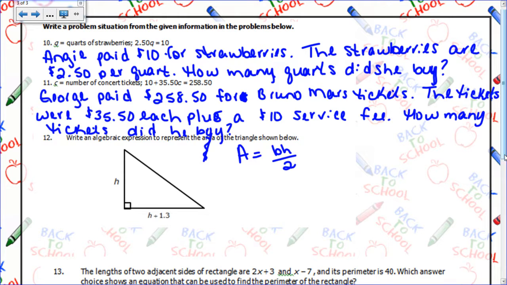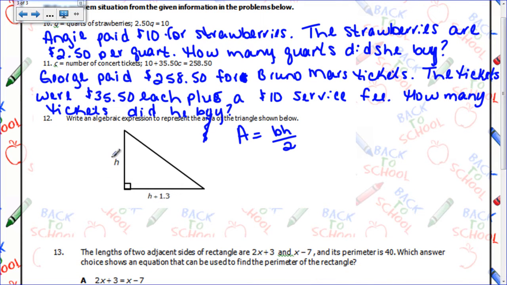So here's what I know. My height is h, so that's cool. I get to leave the h in there. And my base is h plus 1.3. So my area for this triangle is going to be the base, which is h plus 1.3, times the height, which is just h, divided by 2.